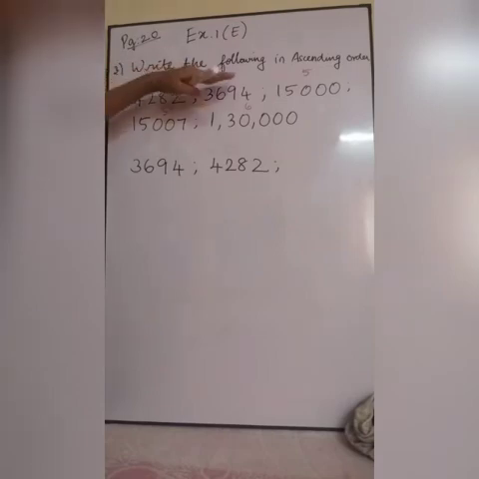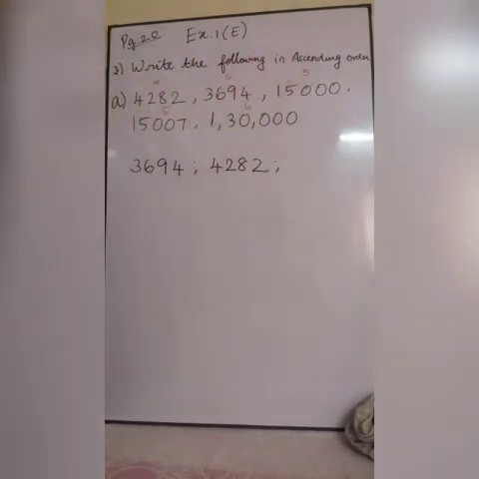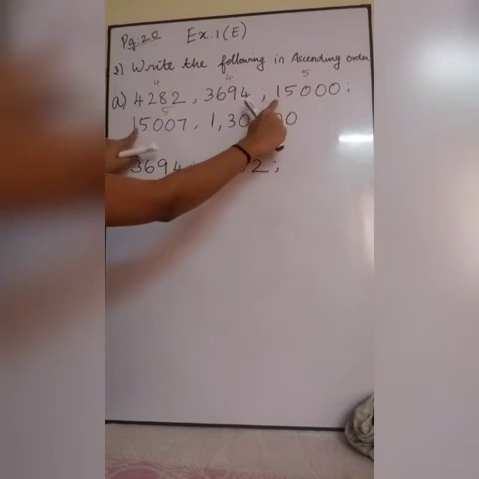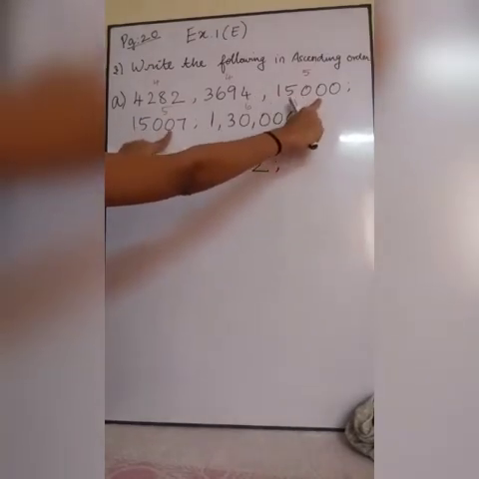After 4 digits, 5 digits are there. The numbers with 5 digits are there. So this is there, this is there. Okay, now I am going to compare these two. 1, 1, same. 5, 5, same. 0, 0, same. 0, 0, same.